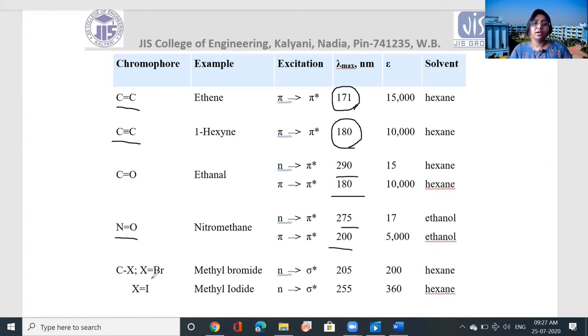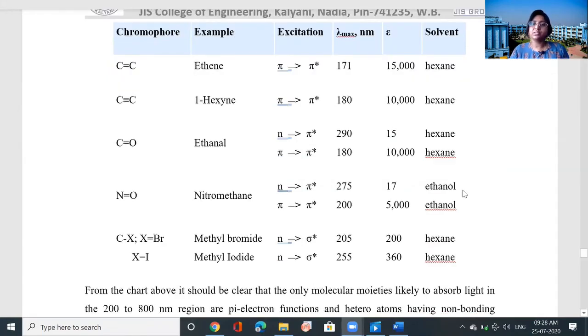Or if it contains bromine or iodine, it will absorb at wavelengths of 205 and 255. If it is 205, that is for methyl bromide, and if it is 255, then it is for methyl iodide. In this way, we can identify which molecules the sample contains.